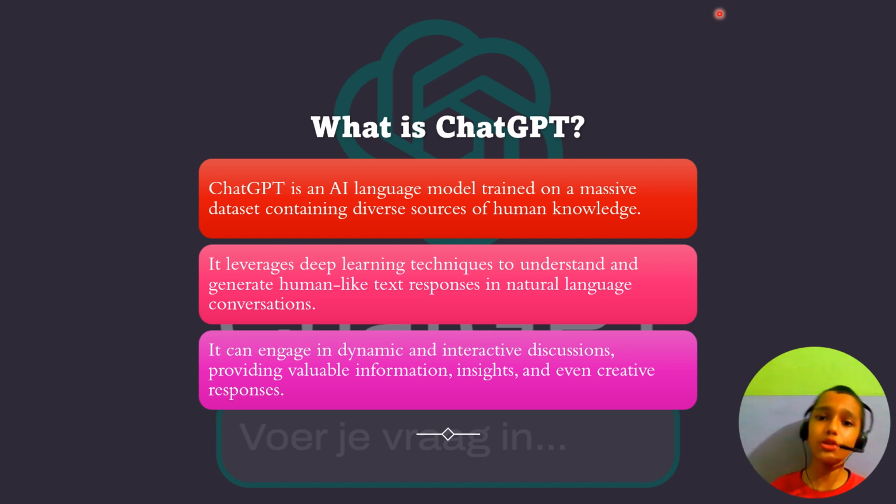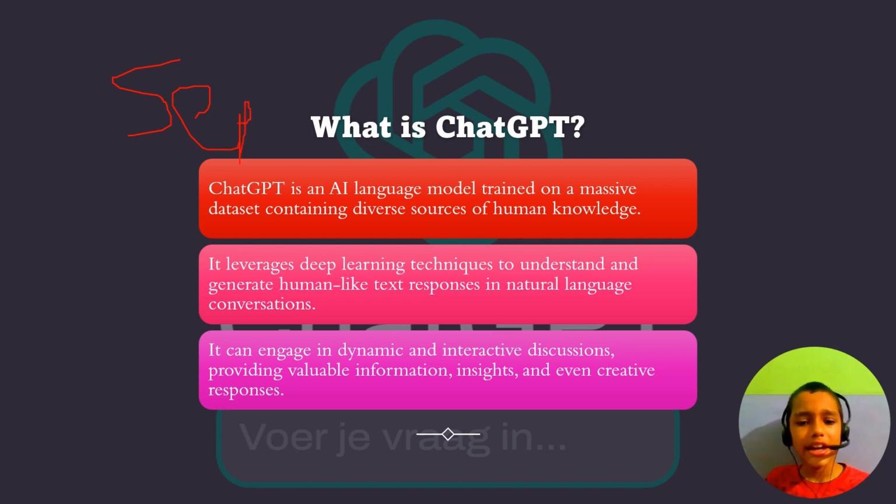Just like in 2023, it doesn't have any information or is not able to provide accurate answers. If you ask any question about 2023, it will not be able to answer. Why? Because the knowledge has a limit. In ChatGPT, the knowledge is only till September. Sorry for my handwriting, I'm writing with the mouse. So it is September 2021.